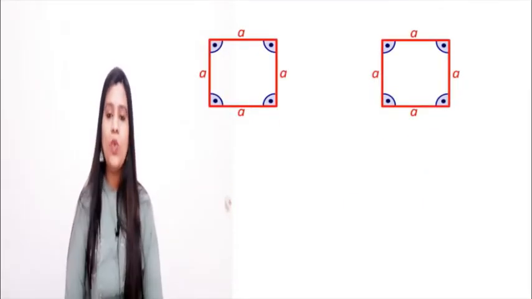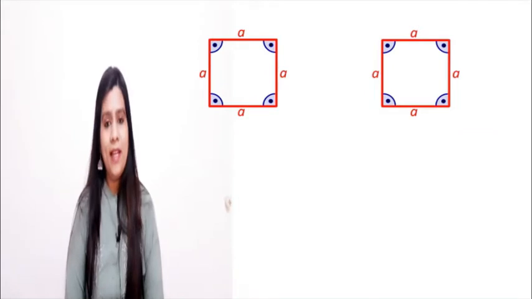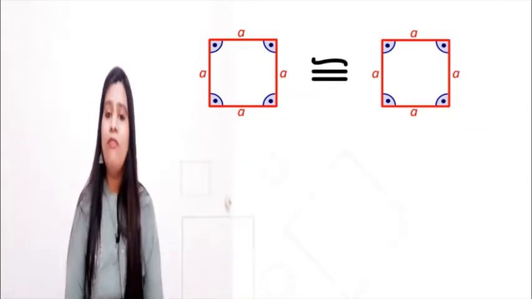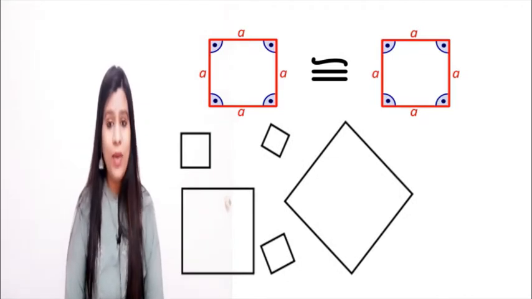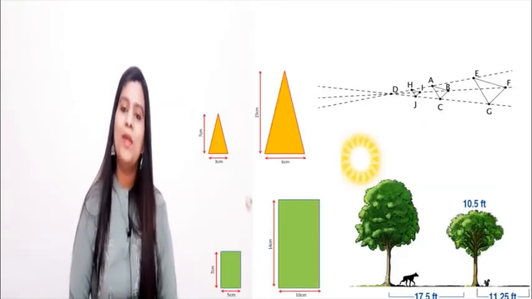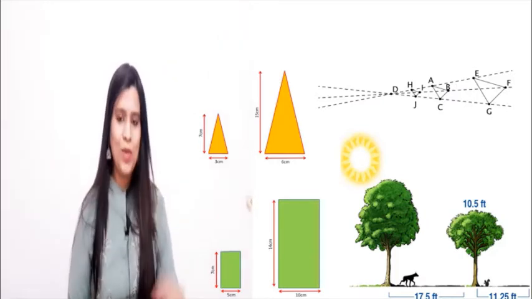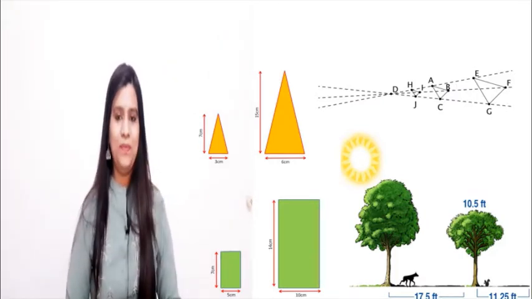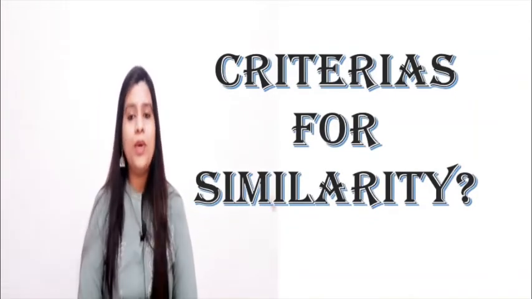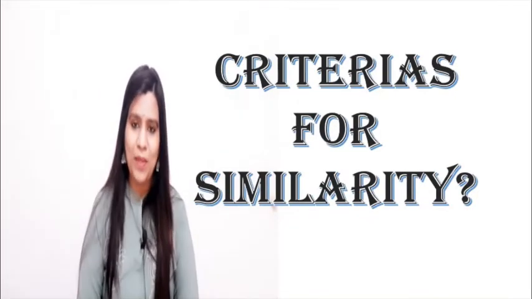Also, if we take squares of the same side, then their areas are equal and so they are congruent. But if we take squares of different sides, then are they congruent? No, they are not congruent, but they are similar. Also, you can see some more examples on the screen. For two figures to be similar, what are the different criteria? And to understand this, we will see this example.